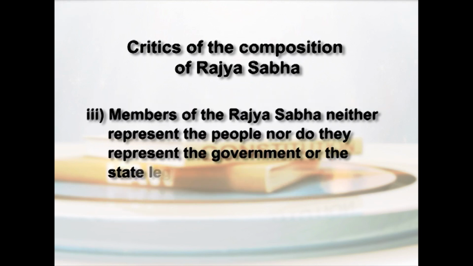Finally, as MP Sharma points out, the members of the Rajya Sabha neither represent the people nor do they represent the government or the state legislature. In fact, he says so since it is believed that after every general election in a state, a new government is formed which is unable to control the members of the Rajya Sabha who were elected in the earlier regime. So far as the composition is concerned, we have a clear idea of it.